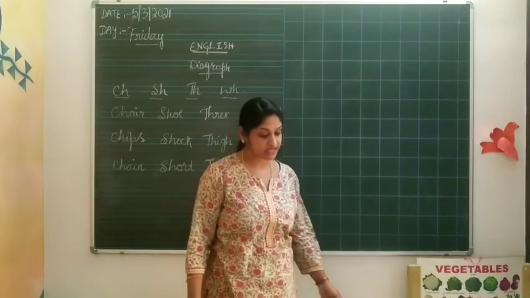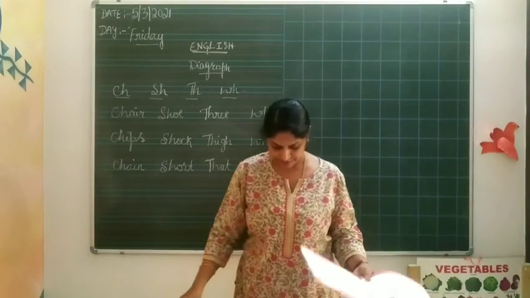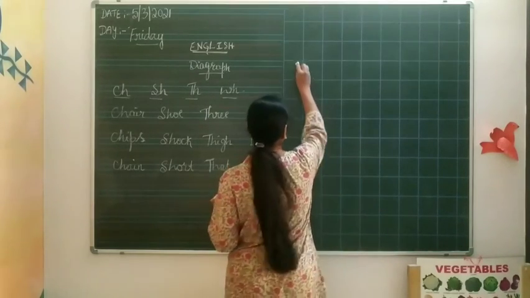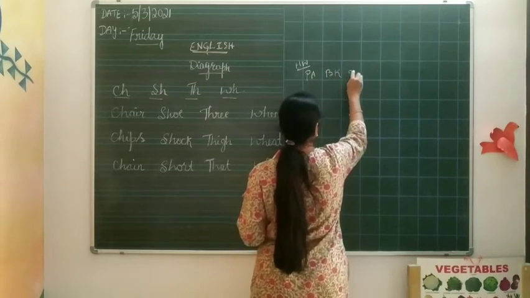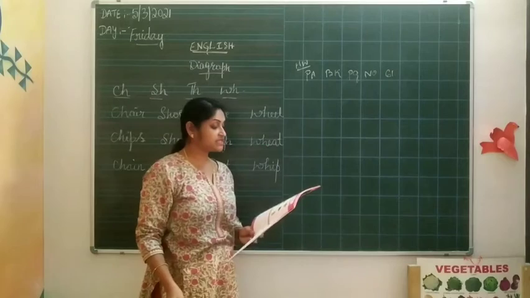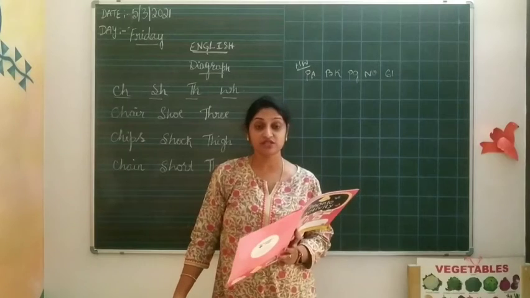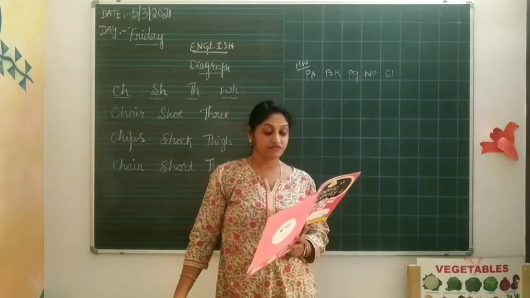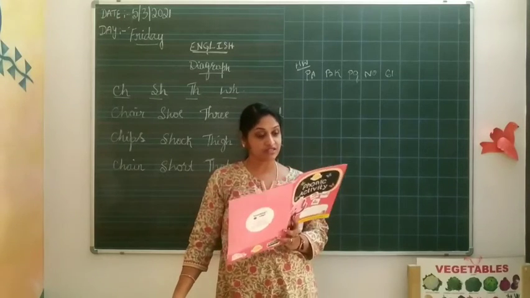You know how to make the sentences also. Open your page number 61 in your phonic activity book. Homework is in your phonic activity book, page number 61. What is given there? CH, SH and TH. Circle the picture that matches the digraph. They are given chain, wheel and cheese. You have to see which will come under the CH family and circle that picture.